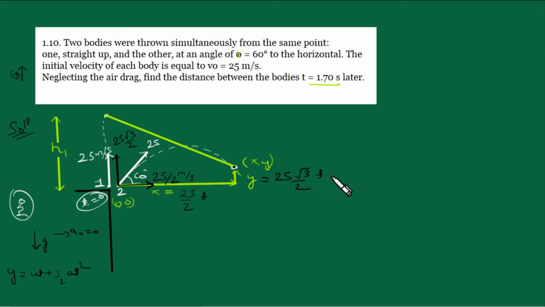ut plus minus of g, so it will come minus in between, minus half gt square. So half into g, that is, let's say 10 into t square. This is how we will solve. So we will get y.